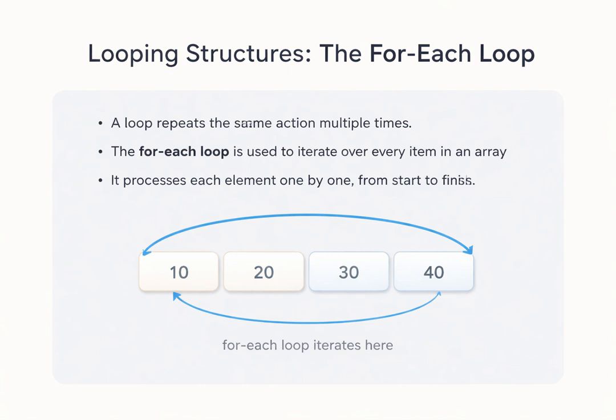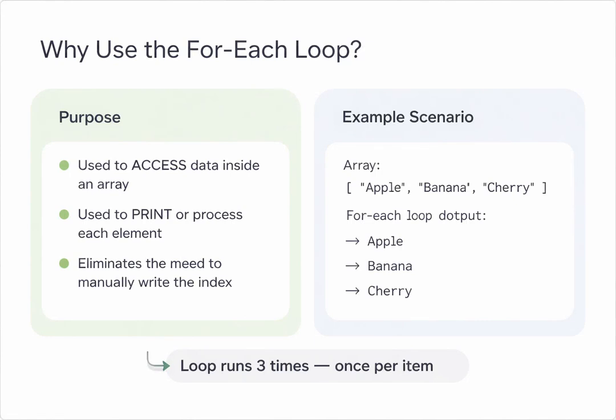Now, the for-each loop is specifically designed to go through every single item inside an array. However many items are in that array, the loop will visit each one, in order, from the first to the last. So why do we use the for-each loop specifically?